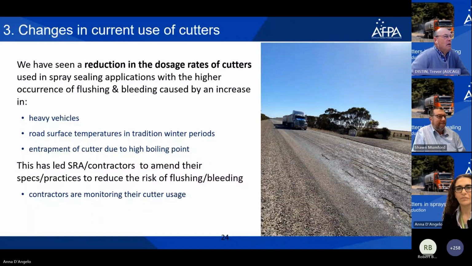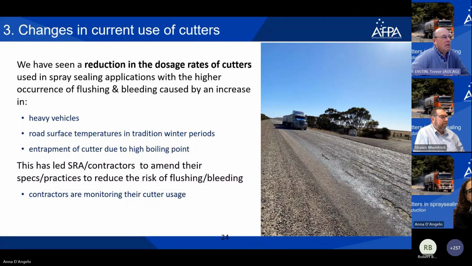So what we've seen happening over, I'd say, the last 15 years at least, is that there's been a reduction in the use of cutters, the percentage of cutter that we add to our binders in our spray sealing application. And this has really come about because of performance issues that we've had with some of our seals, which have resulted in flushing and bleeding. And this has been accelerated by the increase in heavy trucks on the use of a spray seal in the early life.